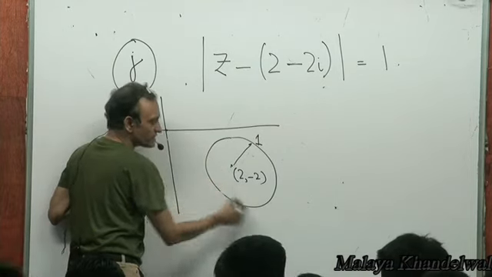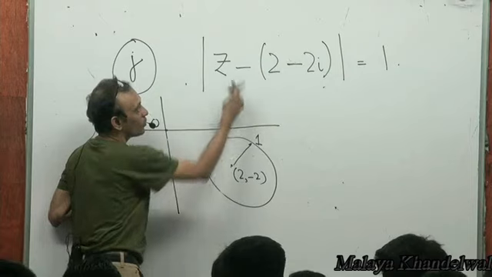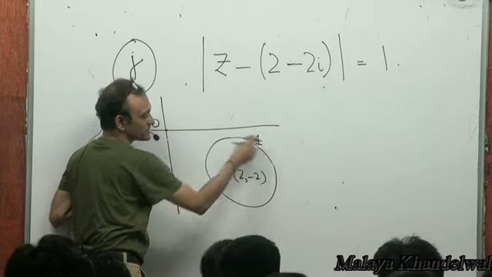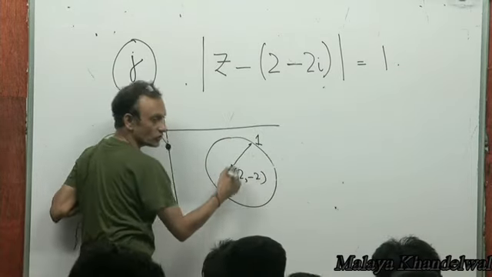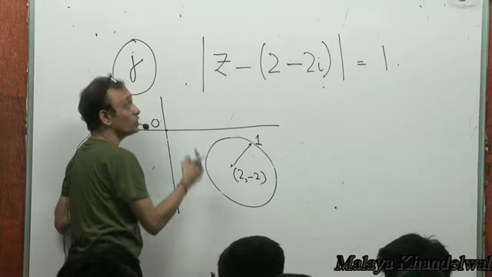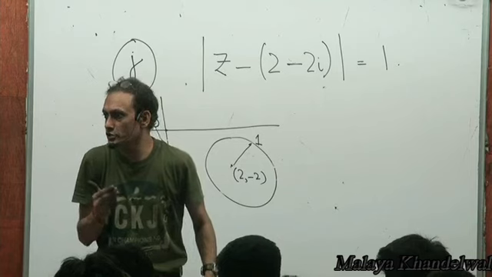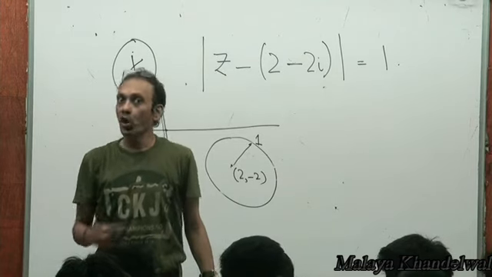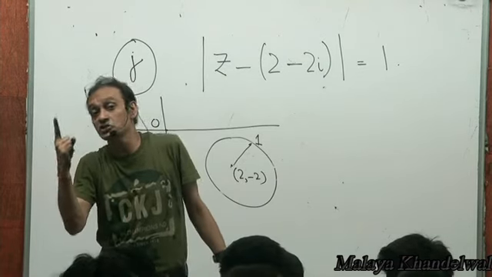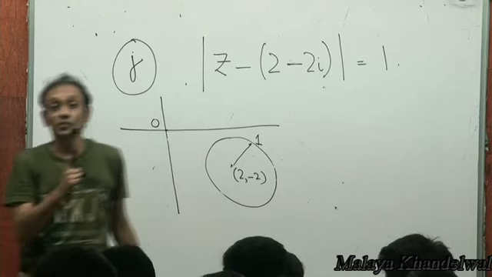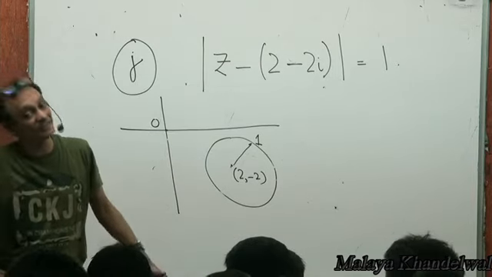Yes or no? All z's satisfying this condition lie on this circle. Of these z's, we want to find the least mod z and largest mod z. Mod z is what? The distance of z from the origin. Mod z is least means that z is closest to the origin. Mod z is largest means that z is farthest from the origin.